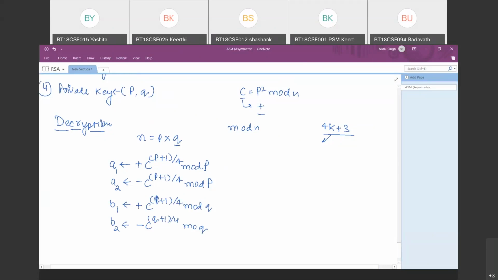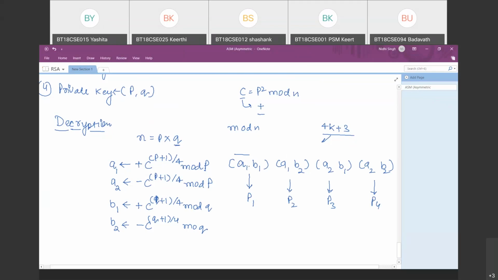Now how can we solve these four equations? We have to make the pairs. The first pair will be a1 b1. The second pair will be a1 b2. The third pair will be a2 b1. And the last pair will be a2 b2. So these are my four pairs. From these four pairs, my four plaintexts P1, P2, P3 and P4 will be generated. How can they be generated? Apply the Chinese remainder theorem individually on the pairs.